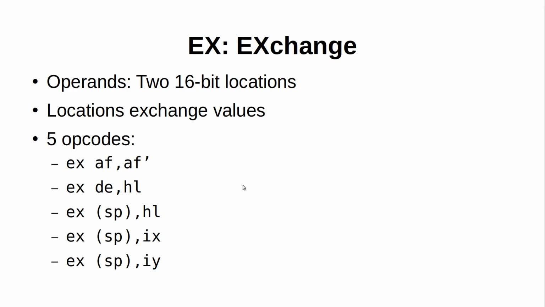You can also exchange the values between DE and HL, which comes in very handy as HL has so many more uses. The rest of the opcodes are all for exchanging register values with the top 2 bytes on the stack, that is, whatever was pushed most recently. These are some of the shenanigans I was talking about earlier. Don't go messing with the stack unless you really know what you're doing. We'll have a whole episode in this series on the stack, which should provide that knowledge.